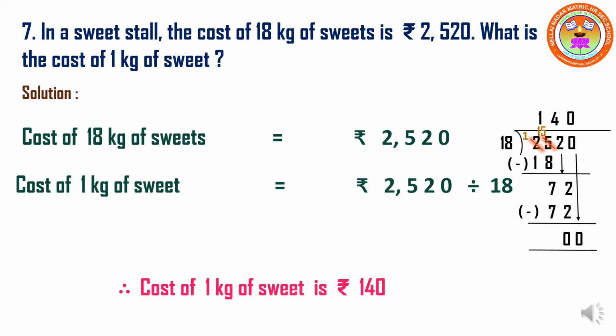Yes children. So what is the cost of 1 kilogram of sweet? It is 140 rupees. Therefore cost of 1 kilogram of sweet is 140 rupees. Understood children?